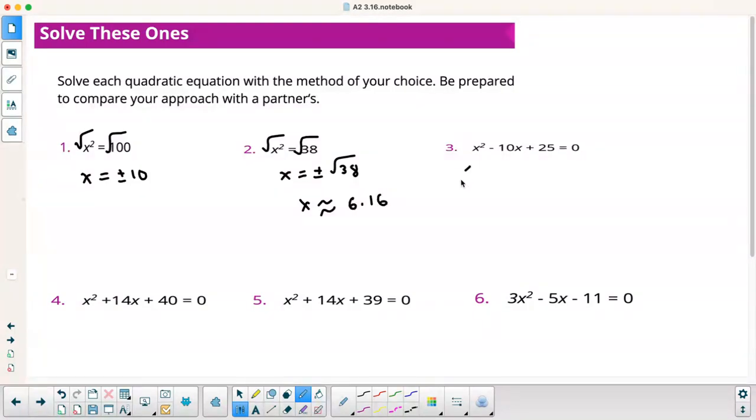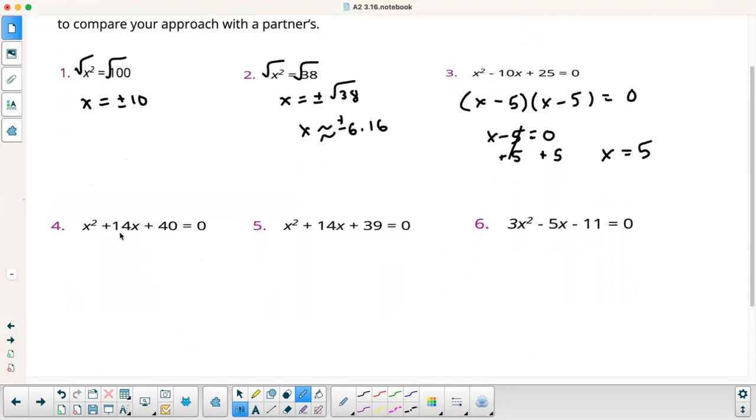This one I think I could factor. So -5 times -5 would give me 25, and then -5 plus -5 is -10. And if you want to do a box, go ahead, do a box, and you'll get the same answer. Set them equal to 0. So I only have to do it once because it's the same number. So I get x equals 5 for that one. Oh, I forgot my plus or minus here. Sorry. All right. So when I get over here, I think this one does factor.